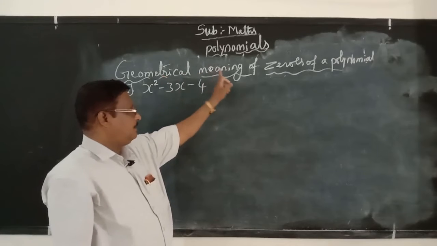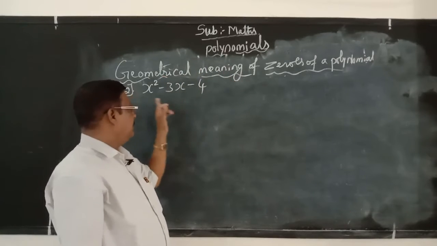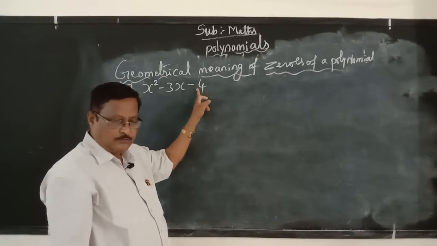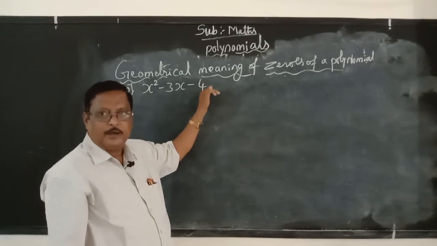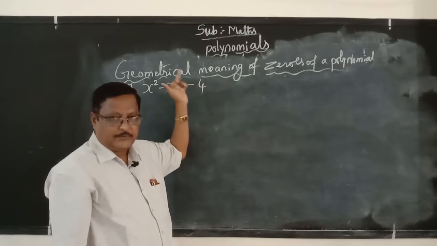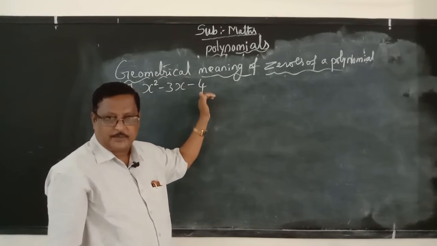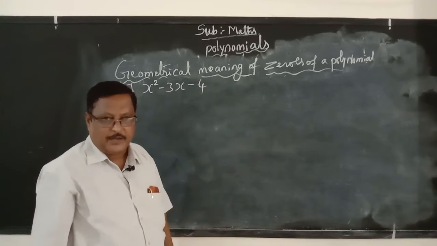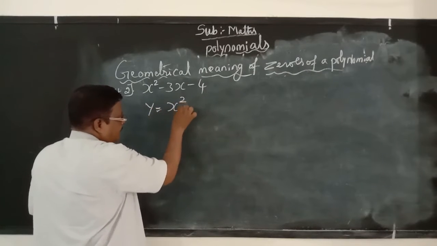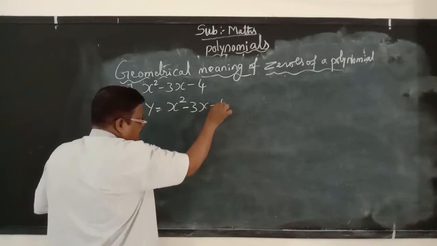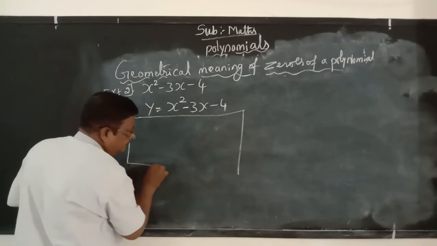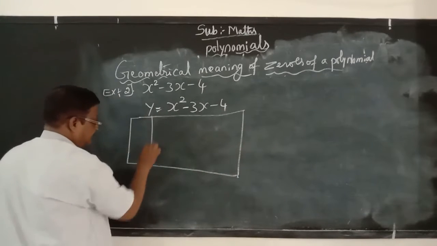See the geometrical meaning of the zeros of a polynomial. For example number 2, x square minus 3x minus 4. Here this is the polynomial, a quadratic polynomial. Why? Because the highest power of the variable is 2. This is the quadratic polynomial. For this quadratic polynomial, you write y is equal to x square minus 3x minus 4. Draw a table of this one.